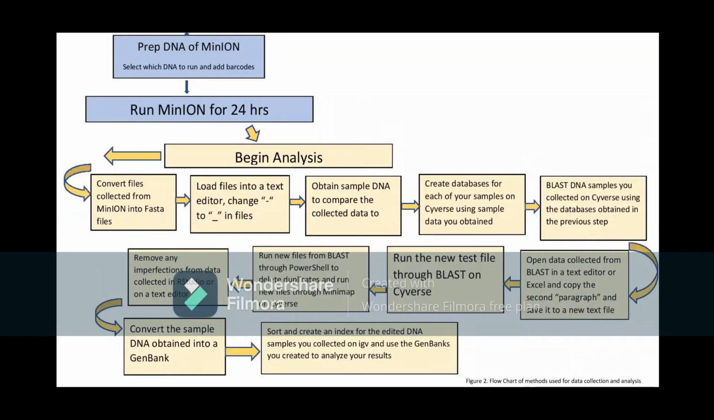So this is just a quick little flow chart I made of the process that we went through in preparing the data and then analyzing it. So to start, we would prep the data, we would check the quality of the DNA, we would add barcodes to it, we ran it through gel electrophoresis, added the barcodes to it to run it through the MinION. We ran the MinION for 24 hours, and then we began the process of analysis.